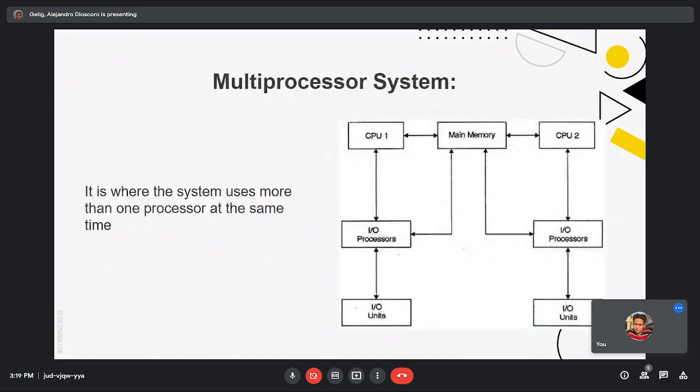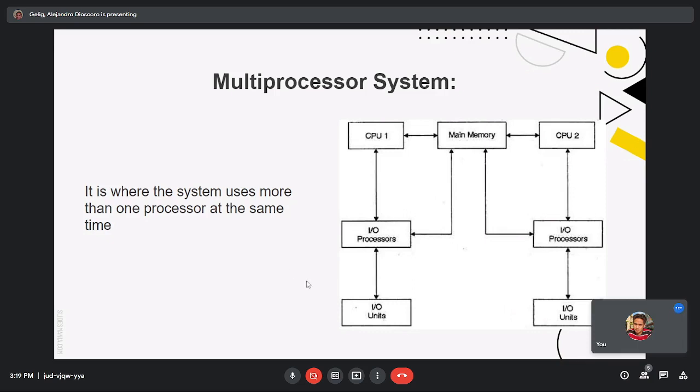So the next one is the multiprocessor system. It is where the system uses more than one processor at the same time. So unlike the single user operating system, you can use two or more processors at the same time. Since all the processors will be working side by side, the work will be completed at a pace that will be much faster than the single user operating system.